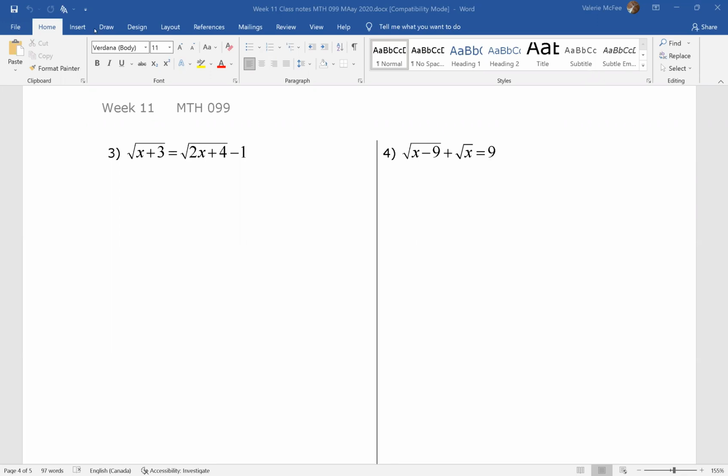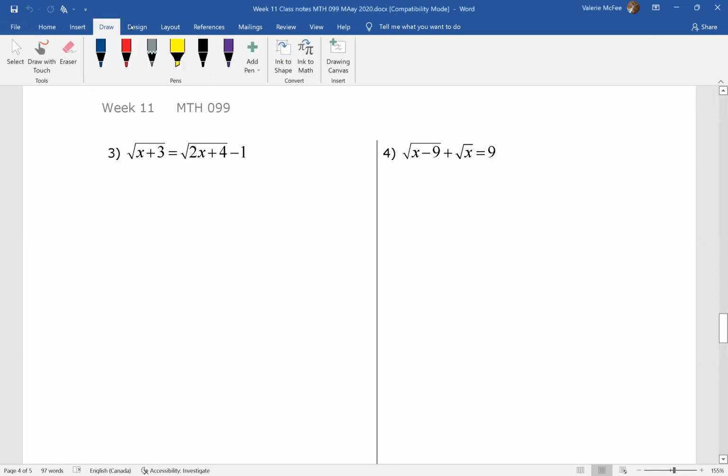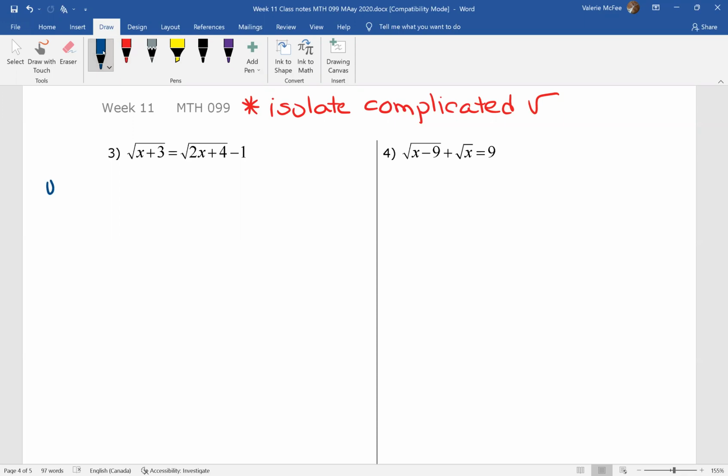What you'll notice here is that we have 2 radicals, and I'm going to suggest that you always want to isolate the complicated radical. So in this question, the root of 2x plus 4 looks more complicated than the root of x plus 3. You don't have to do this step. I just think it makes it a little easier. So we're going to add 1 to both sides.